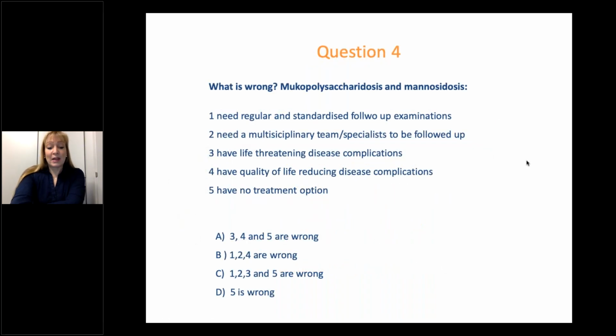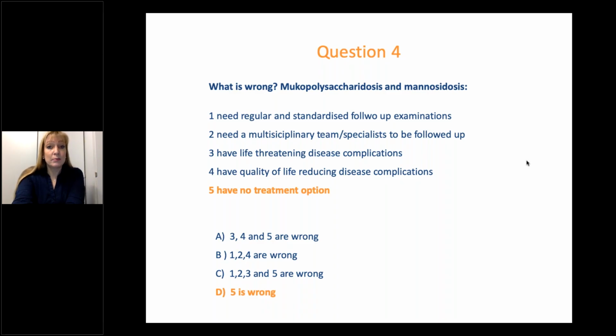And I finish with another question. What is wrong? Mucopolysaccharidosis and mannosidosis need regular standardized follow-up examination. They need a multidisciplinary team, specialists to be followed up, have life-threatening disease complications, have quality of life-reducing disease complications, have no treatment option. So what is wrong? Actually, everything is correct, besides the fact that they have no treatment option.